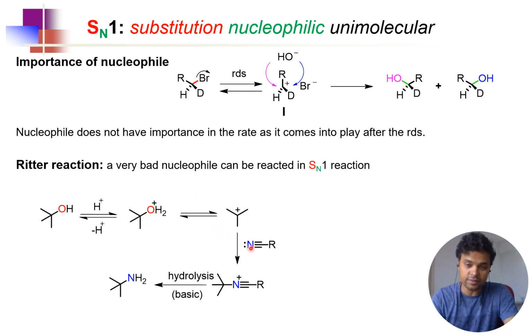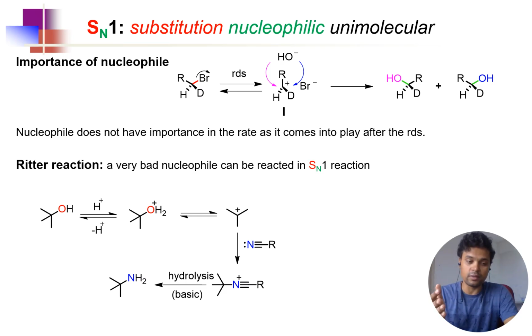And here the nitrile, which is one of the weakest nucleophiles, can be used to prepare t-butylamine from t-butanol. You can see that the nitrile can attack the carbocation, and after hydrolysis you can get the amine. This is a very good example where your nucleophile could be very bad, and it can still participate in an SN1 reaction.